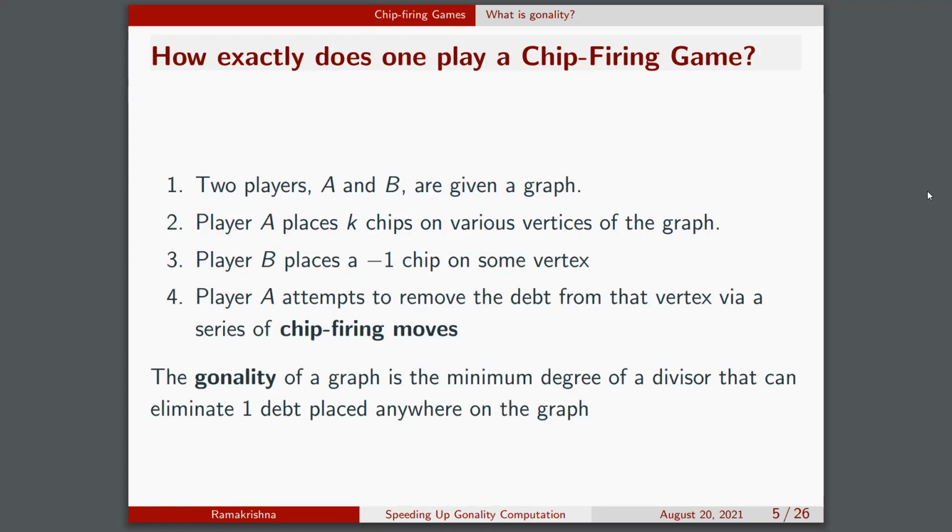So I jumped the gun a little bit last time, but here's where we get into the definition we really care about, the gonality of our graph. The gonality of a graph is a graph invariant, and it's the minimum degree of a divisor that can eliminate 1 debt placed anywhere on the graph. That means no matter where player B places a -1 chip, player A can use a series of chip firing moves to send 1 chip to that vertex and not introduce debt anywhere else, so that there are only non-negative chip values on the graph.